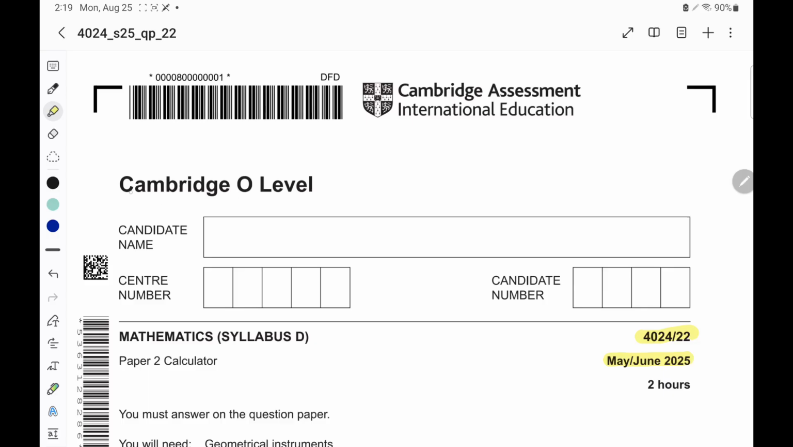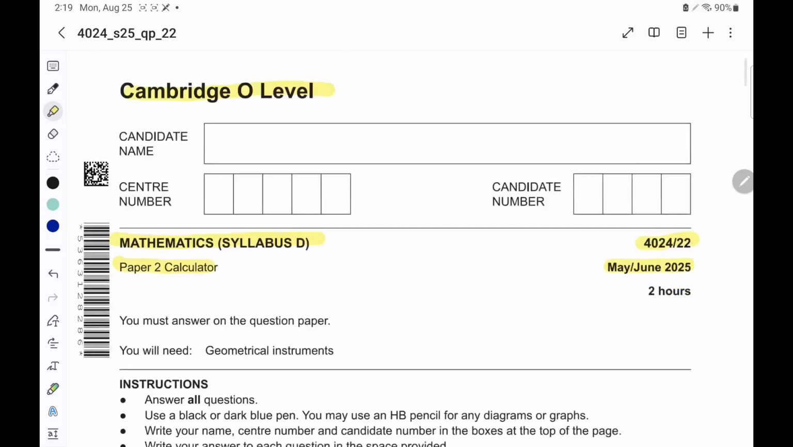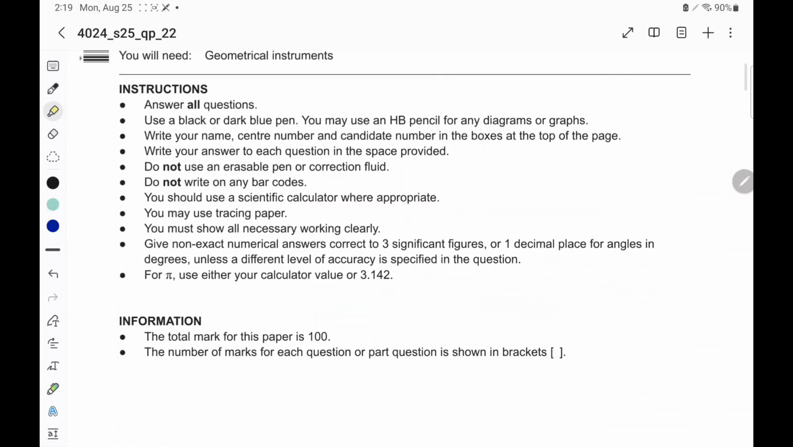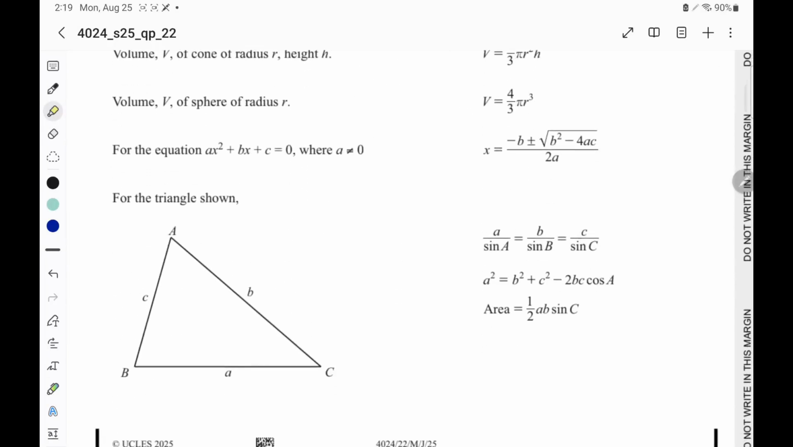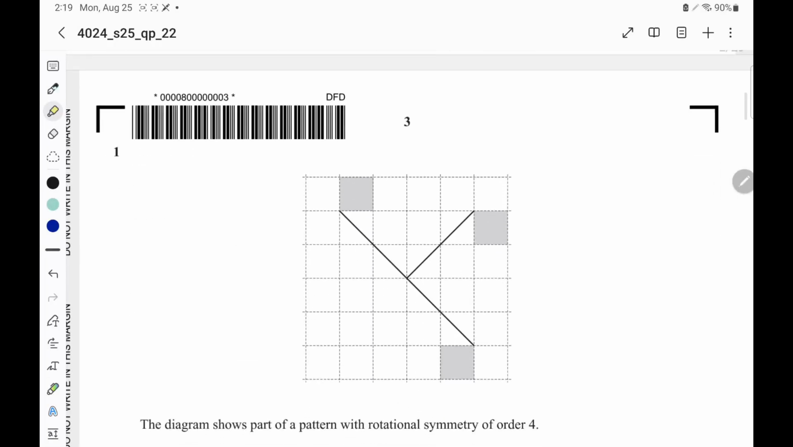Alright, so this is the Cambridge O-Level examination, Mathematics Syllabus D, with the calculator. Marks are 100 and your formula sheet will be given in the paper. So let's start the questions. This is question number 1. Remember, we can use a calculator for every question wherever needed.